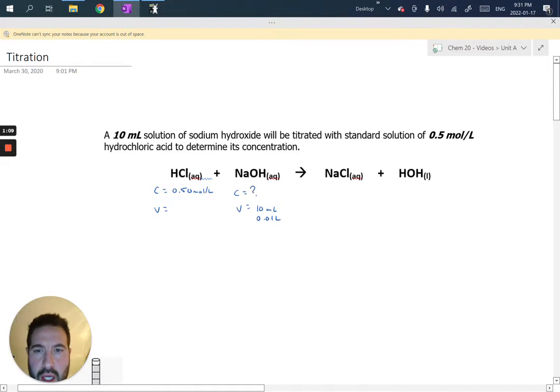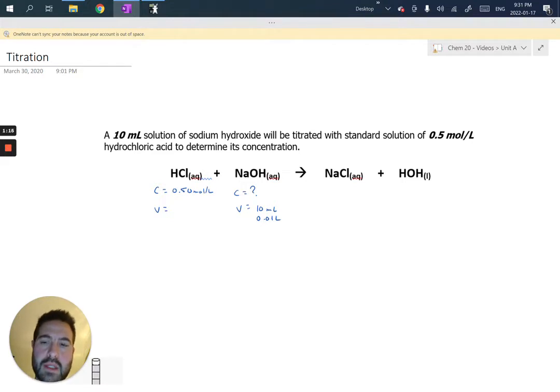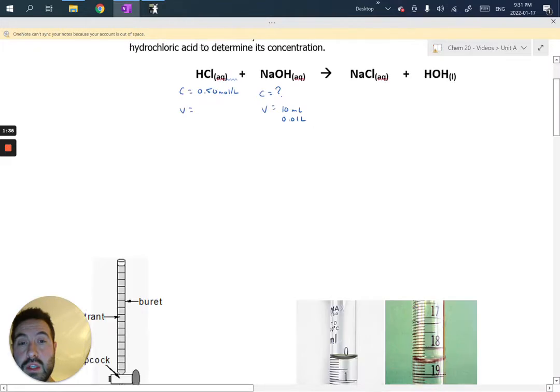Well, this looks like a solution stoichiometry problem, except I have a problem. I'm missing one piece of information that I need, and that is the volume of HCl that is required to completely react or neutralize this 10 milliliters of sodium hydroxide. So I'm going to determine that experimentally. I'm going to do an experiment to figure out what volume of HCl I need to completely react my sodium hydroxide. So I'm going to set up a titration.